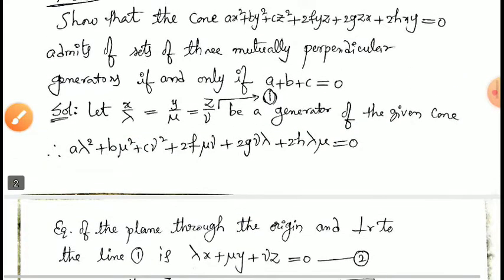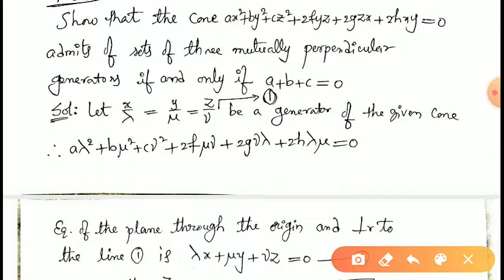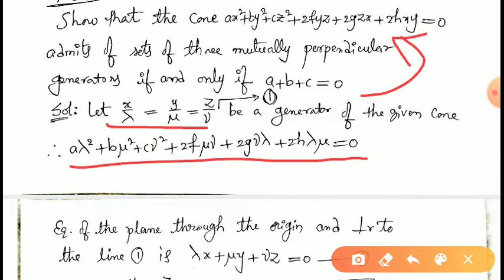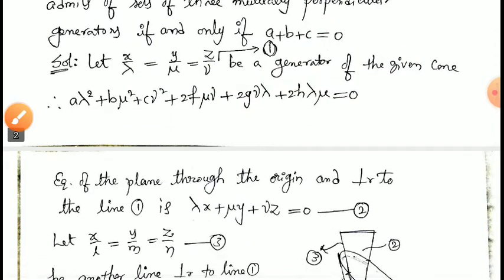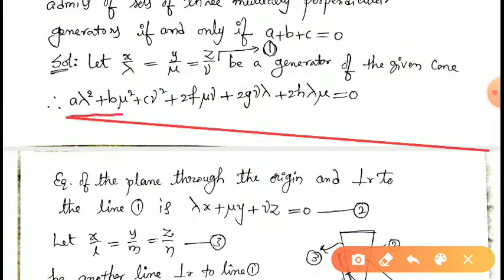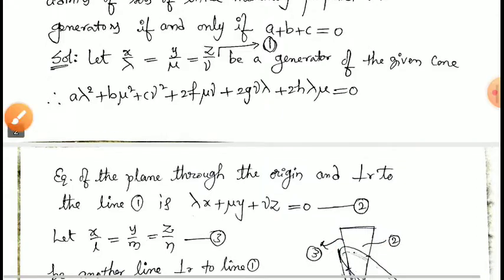So the direction ratios of the generator of a cone satisfy the equation of the cone, and hence we can write this equation. That means lambda, mu, nu, these three values satisfy this equation, and hence we can write: a lambda square plus b mu square plus c nu square plus 2f mu nu plus 2g nu lambda plus 2h lambda mu is equal to 0.